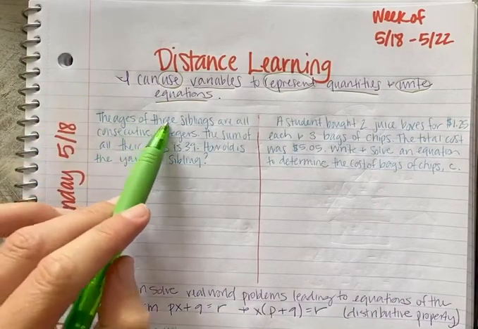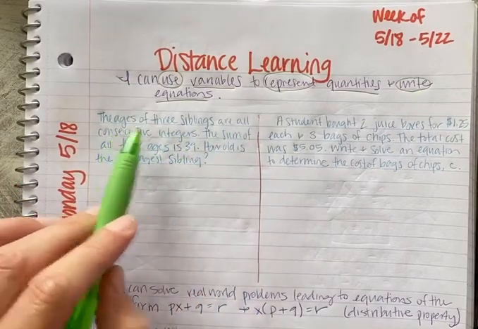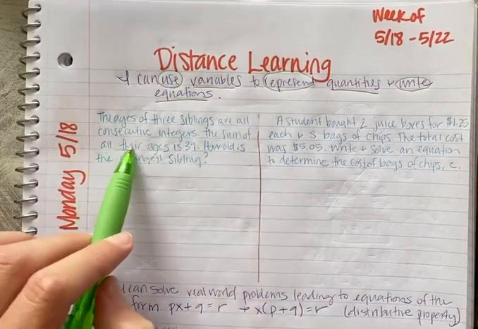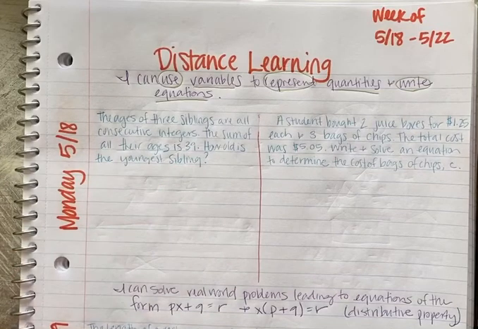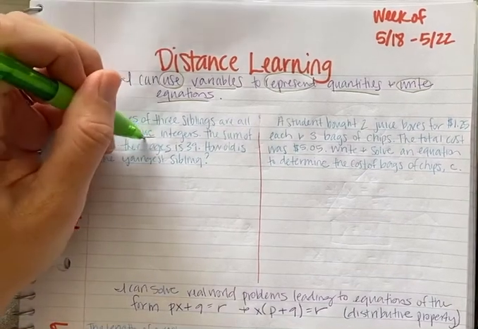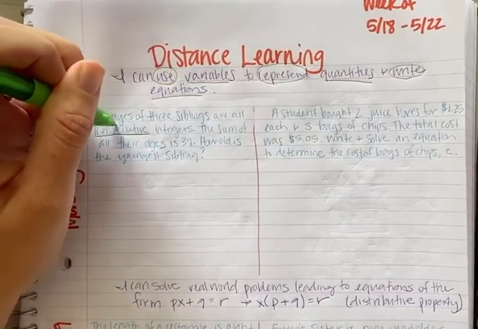The ages of 3 siblings are all consecutive integers. The sum of all their ages is 39. How old is the youngest sibling? When we did these back in, I want to say January, we talked about this word consecutive. This word consecutive means in a row.